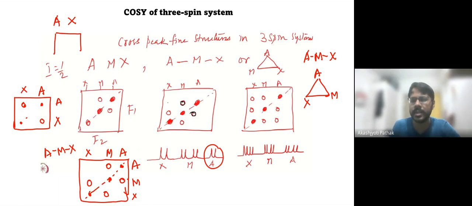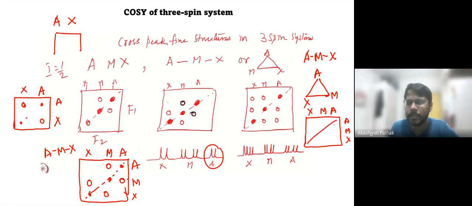But if each of the spins are coupled to each other, so A spin is coupled to M, and X is also coupled to A, M is also coupled to X, then what will we have? When you draw the 2D COSY spectra of this AMX spin system, first of all, you will have the diagonal peaks, A, M, and X. Now A is coupled to M, so you have a cross peak coming over here. A is also coupled to X. You can see A is coupled to X as well, so you will have a cross peak over here.